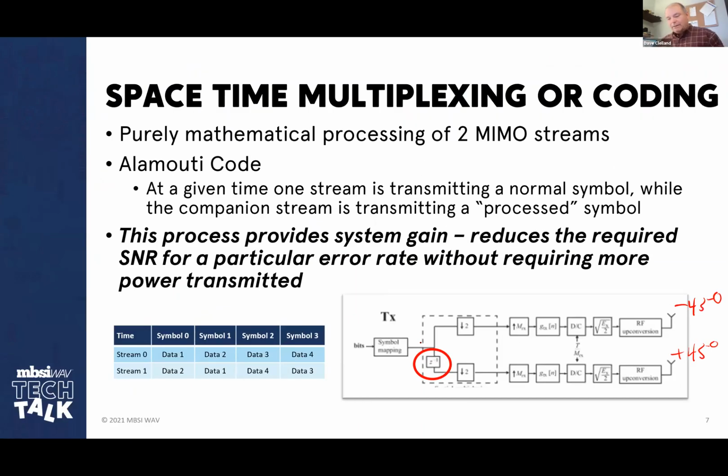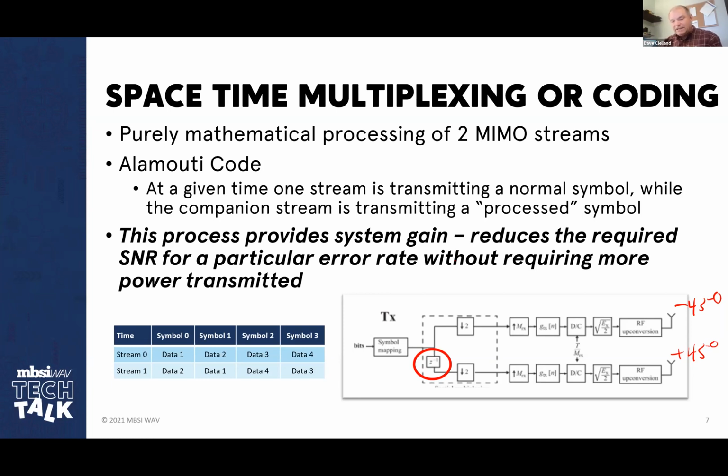So now I'm doubling my spectral efficiency, and I am reducing the required SNR for a particular error rate without requiring more power. This is a big deal, without requiring more power. Because in our world of frequency reuse now, with more and more wireless systems on the air in the bands, we don't have a lot of spectrum. Some bands are very, very tight. We have to do frequency reuse, and so we want to transmit less power.